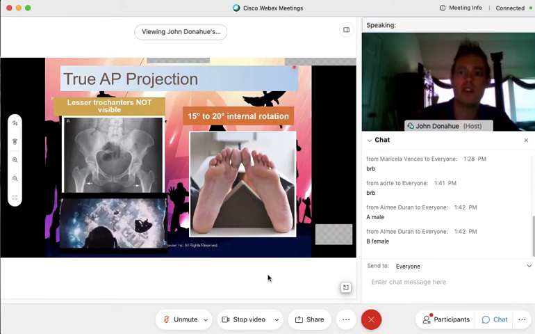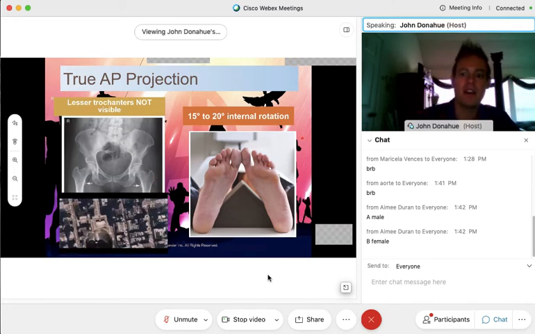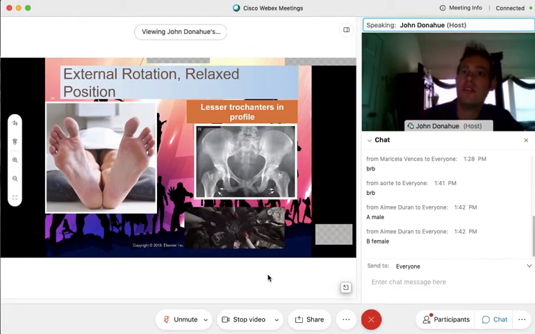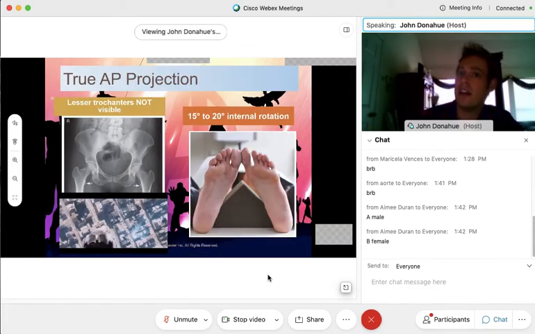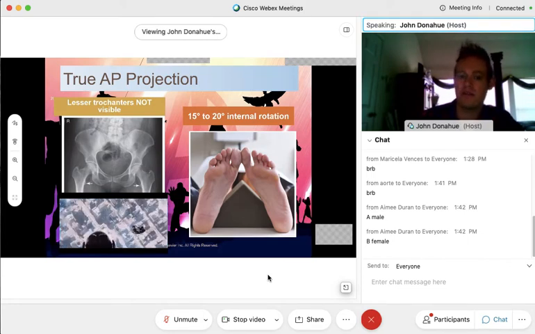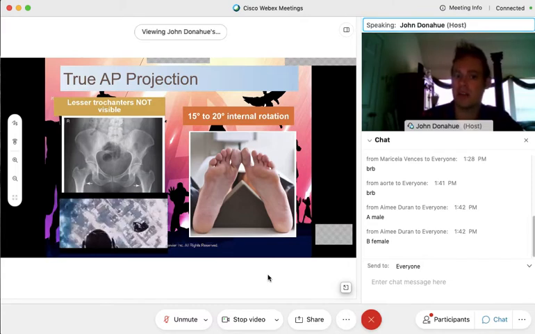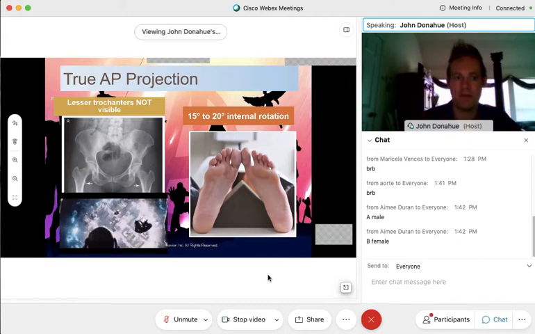Let me go back and forth here between the two slides to show you what I mean. External, you can see the lesser trochanters are fully in profile. Internal, they're almost all the way hidden. See the difference there? And that's what we want for a true AP pelvis. You want those lesser trochanters as invisible as possible, superimposed on that proximal portion of that femur.